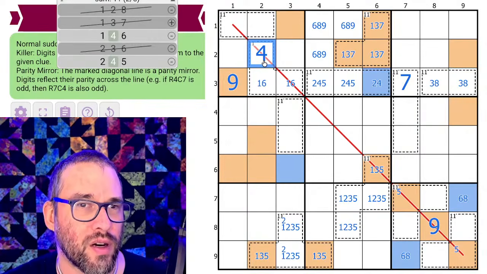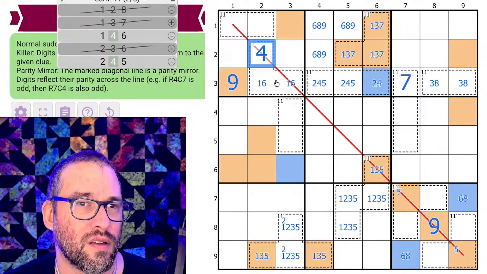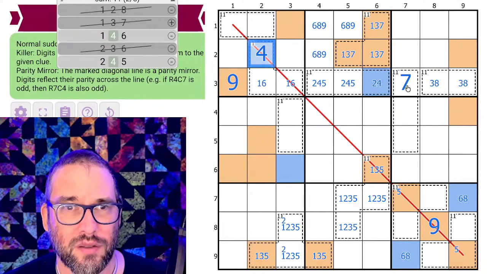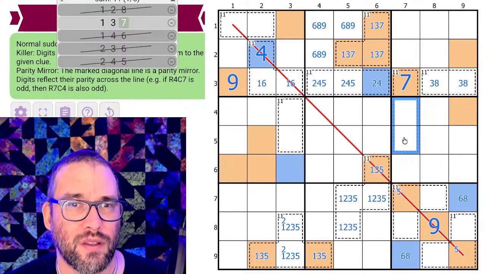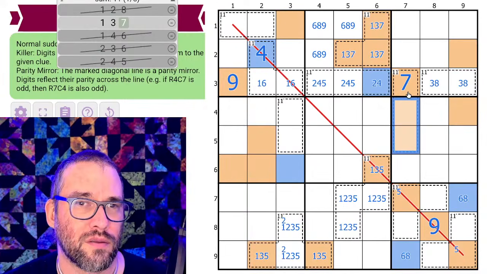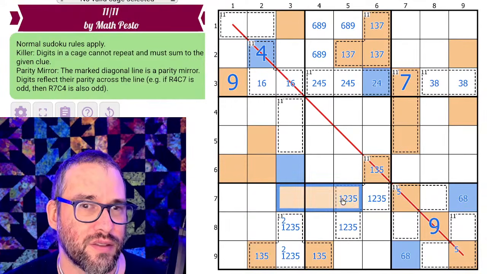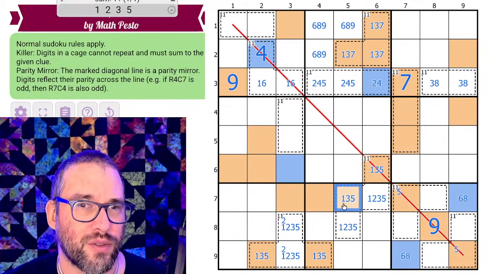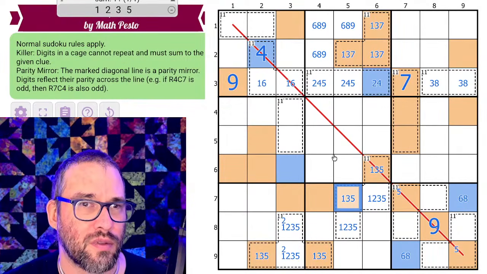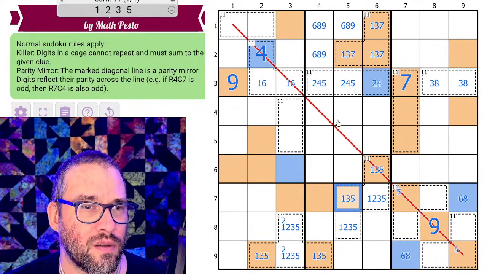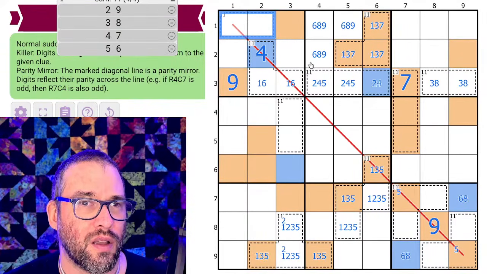That's a 4, which is even. 7 is odd. These are both odd. Which I think correspond to these. So that's not a 2. Let's see.